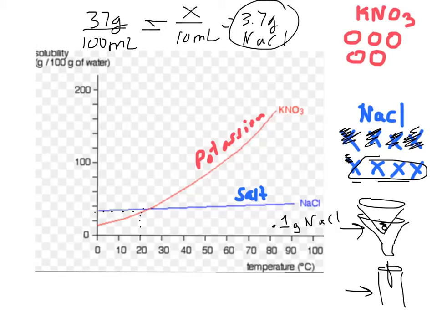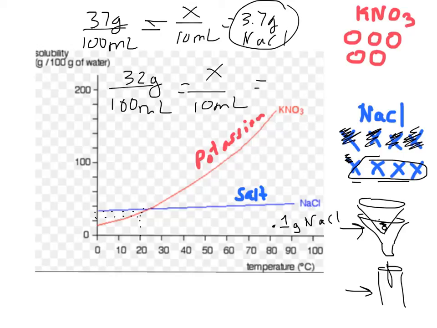And what about the potassium nitrate? Well, at 20 degrees, not so much potassium nitrate gets dissolved. Only 32 grams out of 100. So if we do 32 grams out of 100 milliliters equals X out of 10, cross multiply, you're going to get 3.2 grams of KNO3 can stay dissolved. So my KNO3, we had all 5 of those dissolved, right? So they're sitting there in the test tube. But as the test tube cools down to 20 degrees, 3.2 grams will stay dissolved.